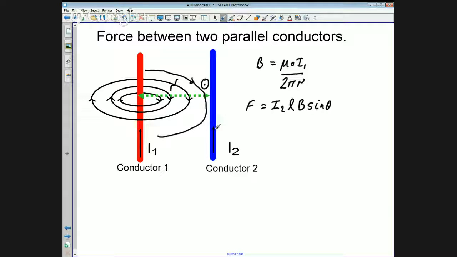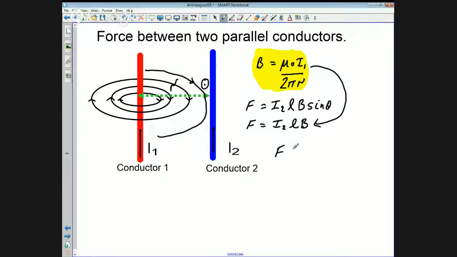In this particular case, the current is moving up the way and the B field is coming out the way. So therefore, the perpendicular sine theta is going to be sine 90, which is 1. And therefore, the force experienced by the second conductor is going to equal the current flowing in it times the length times the magnetic B field due to the first conductor. But we know that already. We know that this expression here is the magnetic B field due to the first conductor. So all we have to do really is just swap that B with this B here.